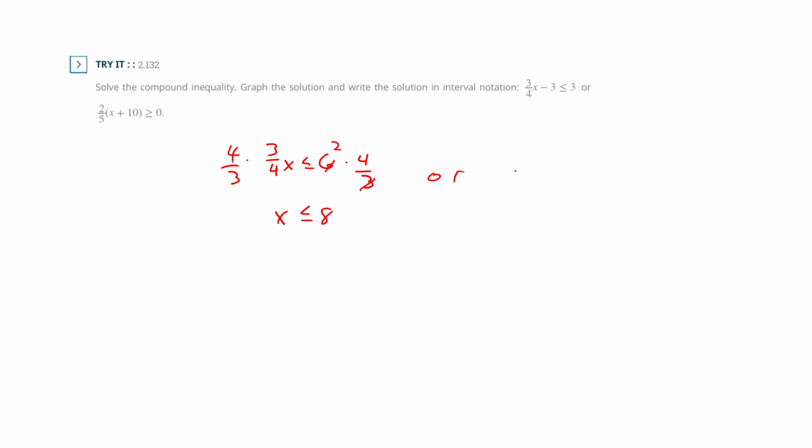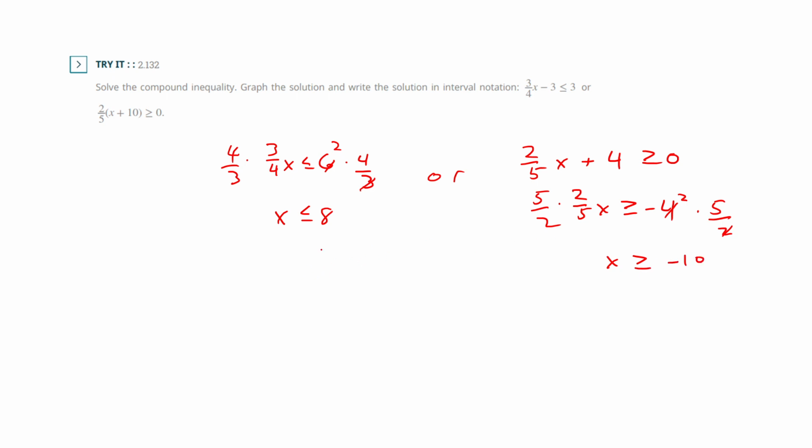All right, I've got an or here, and I'm going to distribute the 2/5. So I'm setting 2/5 to x and 2/5 to 10. And can you see that that'll be 4? It's greater than or equal to 0. Okay, doing the reciprocal trick again. Got to do it on both sides. That'll cancel down. I get negative 10. So x is greater than or equal to negative 10.